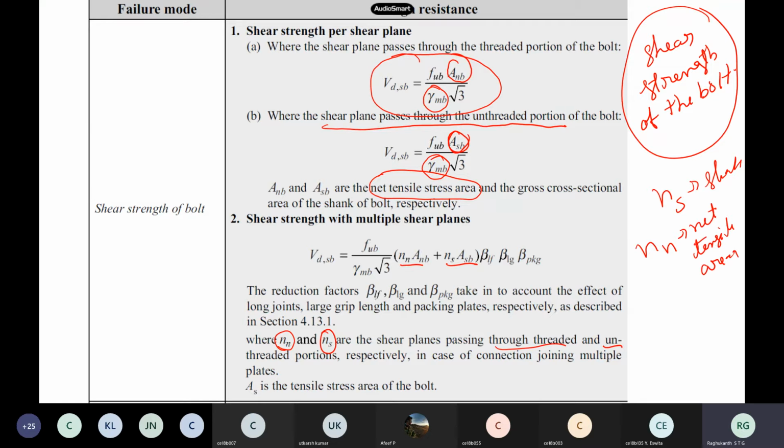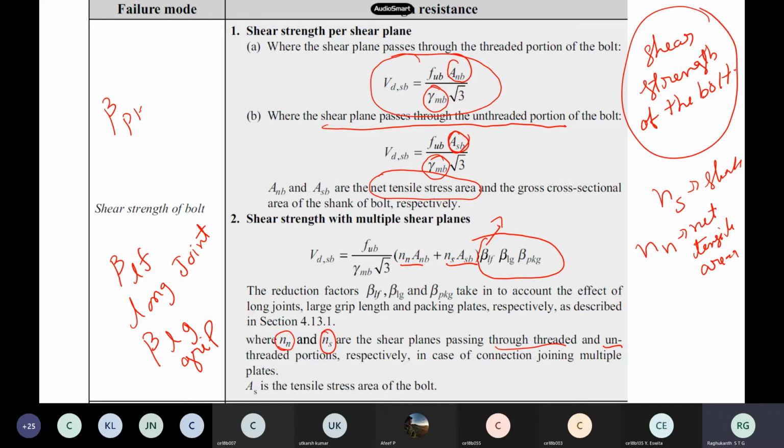Our code also gives three reduction factors, three betas: beta_lj, beta_lg, and beta_pkg. Beta_lj is for long joints. These are the reduction factors. Beta_lg is for the grip length, where g stands for grip. And beta_pkg stands for packing plates. When you have these criteria, the strength of the joint reduces.